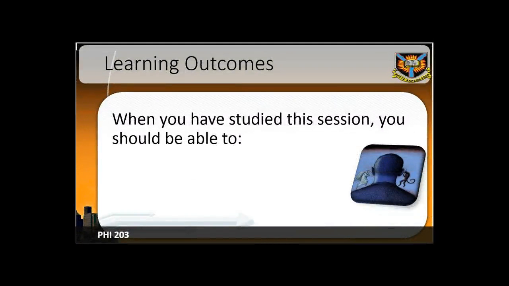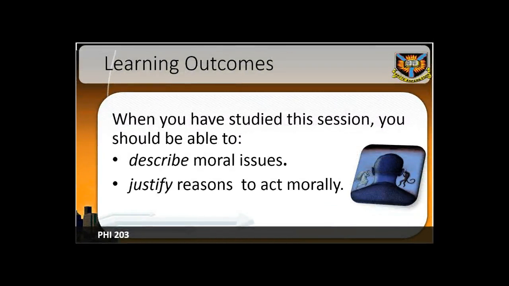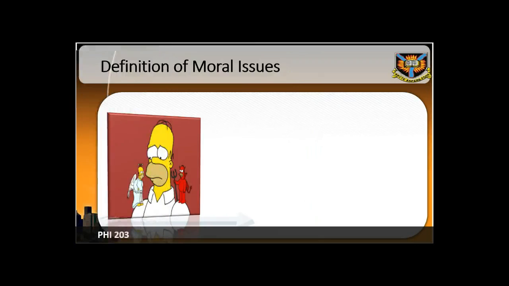Learning outcomes. When you have studied this session, you should be able to: 1. Describe moral issues. 2. Justify reasons to act morally. Definition of moral issues. The way we talk about moral issues usually suggests that we are duty-bound, expected, obliged, or required to do what is morally good or morally praiseworthy in order to be acceptable to other people.